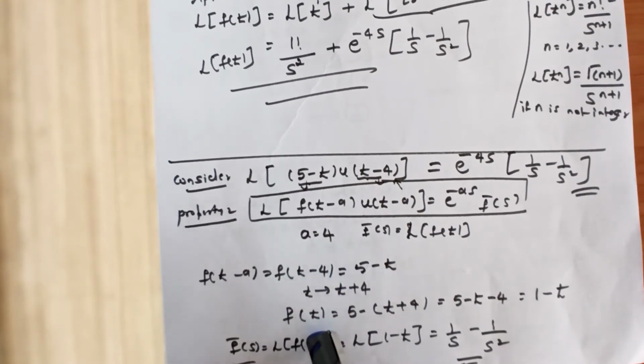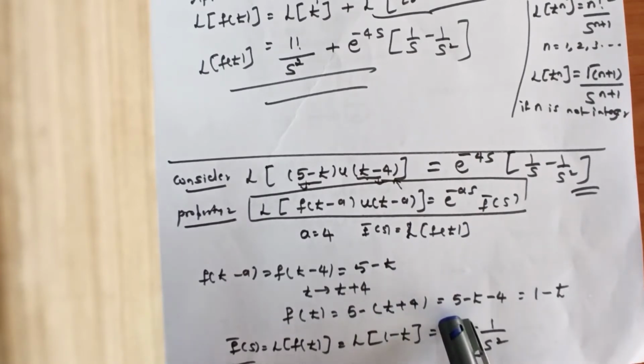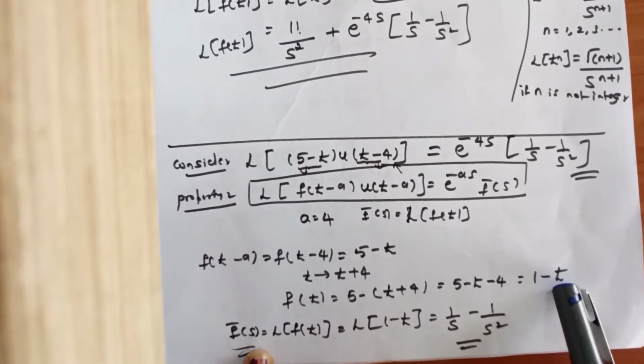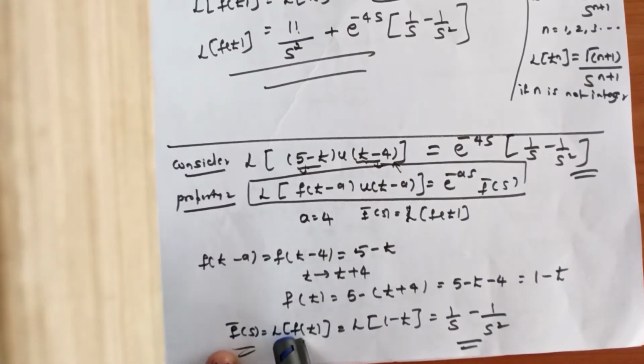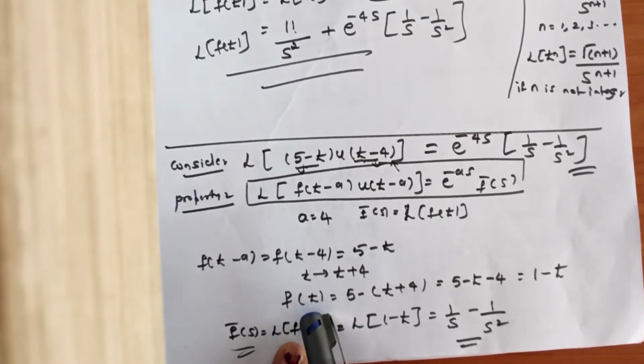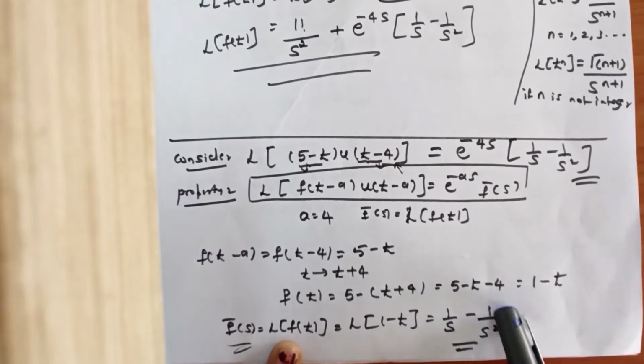Plus 4 and minus 4 will get cancelled, and I will be left with f of t, which is equal to 5 minus, replace your t by t plus 4, so we will have 5 minus of t plus 4, which will be equal to 5 minus t minus 4, and the answer will be equal to 1 minus t. So therefore my f bar of s will be equal to L of f of t, which is equal to Laplace transform of, we have found our f of t, that is 1 minus t. So I will get Laplace transform of 1 minus t as 1 by s minus 1 by s square. That is, Laplace transform of 1 is 1 by s minus Laplace transform of t is 1 by s square.